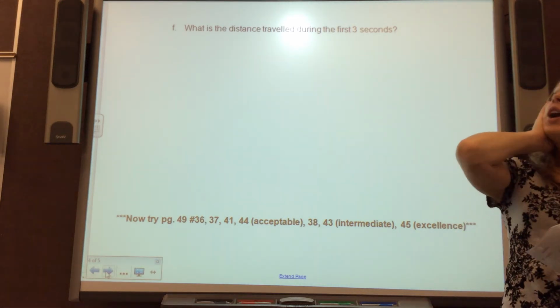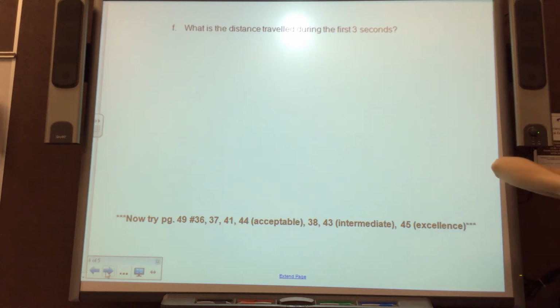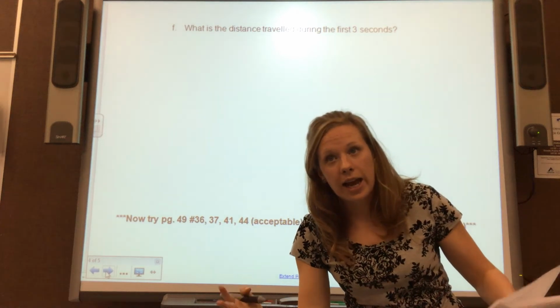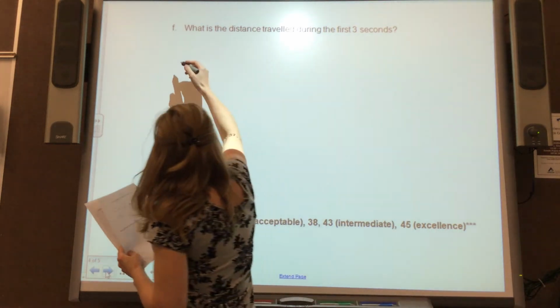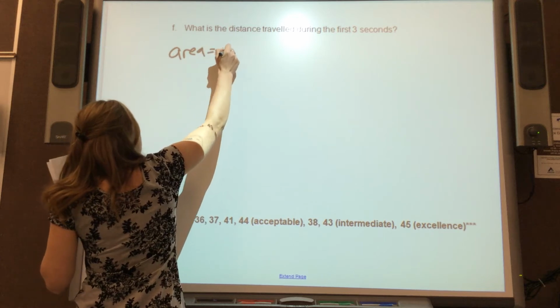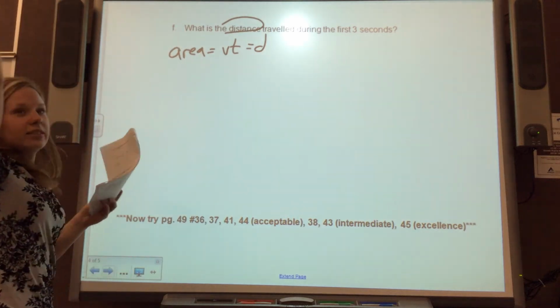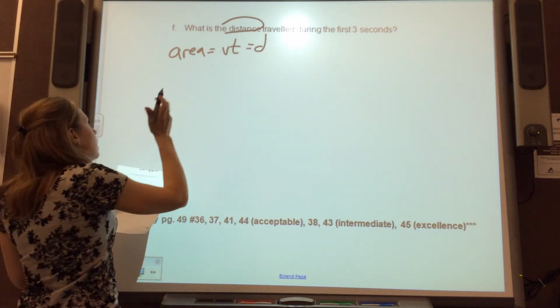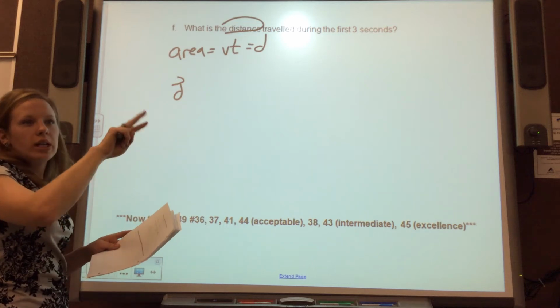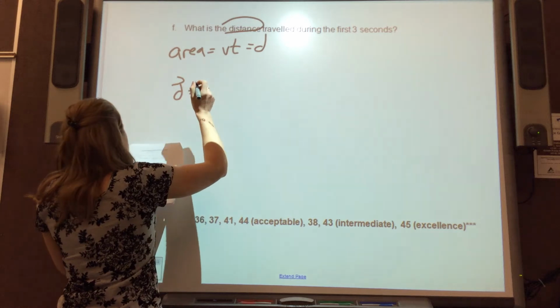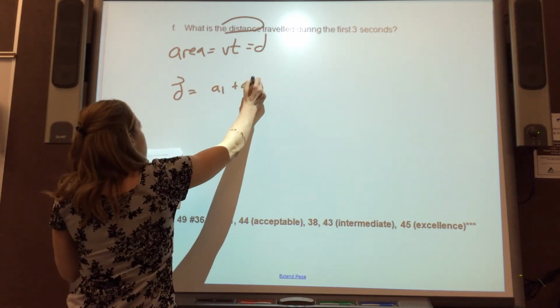Sorry. Okay. What is the distance traveled during the first 3 seconds? That's why we drew in that area thing at the beginning, for the first 3 seconds. Because to find distance, that's the area of a VT graph, right? So area equals V times T, which is equal to D. And that's what I'm finding out. Mind blow. Okay. But I have 2 areas, so I need to add them both together. So I'm going to say my D is equal to A1 plus A2.